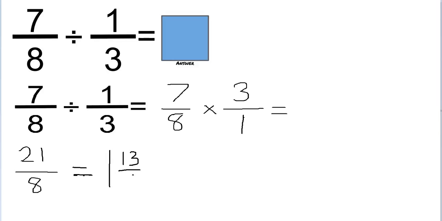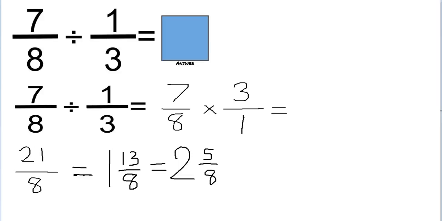All right. So again, that doesn't look so good. My numerator is still greater than my denominator. So that means I can still pull out more pieces. So if I take out another group of 8, that would give me 2 whole groups of 8. And then 13 minus 8, I would have 5/8 left.